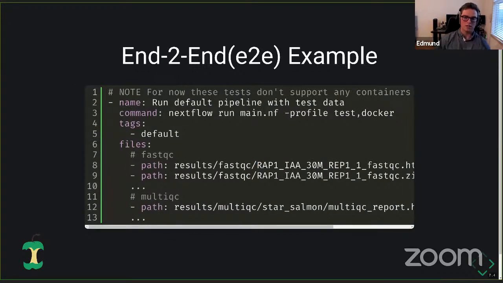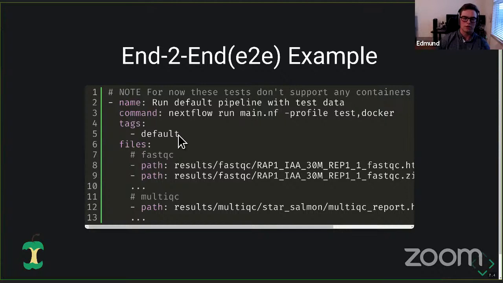And so this is an end-to-end example. That's what people in web development like to call testing that tests the entire application. As you can see, this is just a quick example from the RNA-seq pipeline of running the default pipeline. We have the nextflow run main.nf, and we're just calling the profile with test and Docker. And this is just what's in the CI if you ever peeked in there.